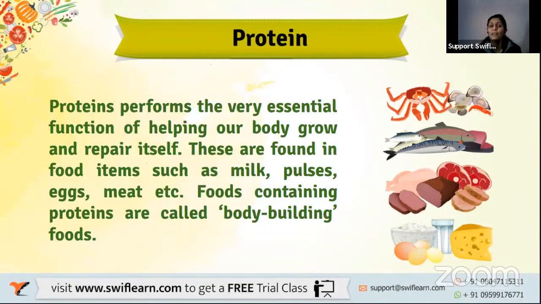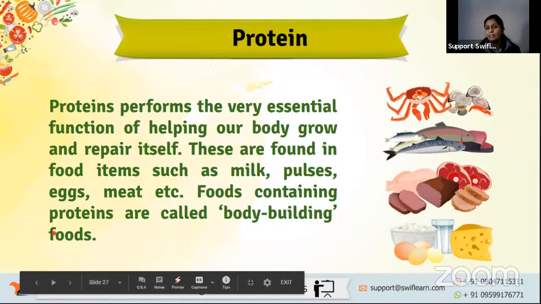Proteins are helping. They are basically found in food items such as milk, pulses, eggs and meat. They are the rich sources of protein, and foods containing proteins are called bodybuilding food because they help in building up your body. That is why they are called bodybuilding food. What do we call protein rich food? We call it bodybuilding food.